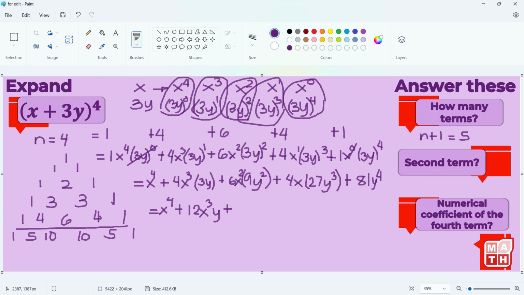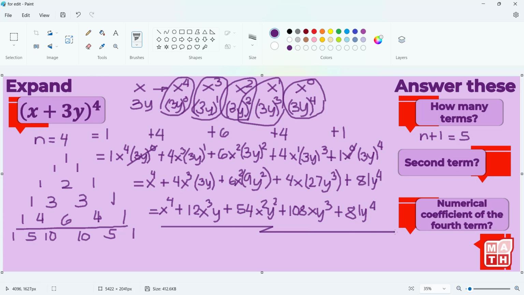Let's continue. You have 6 times 9 is 54 x squared y squared. Plus, you have 4 times 27. So you have 108 because that's 54 times 2. 108 x y cubed. And finally, again, 81 y to the power of 4. Since we don't have any other terms that can be combined, this is now the final expanded form of the given expression. And this time, we can answer these two questions.